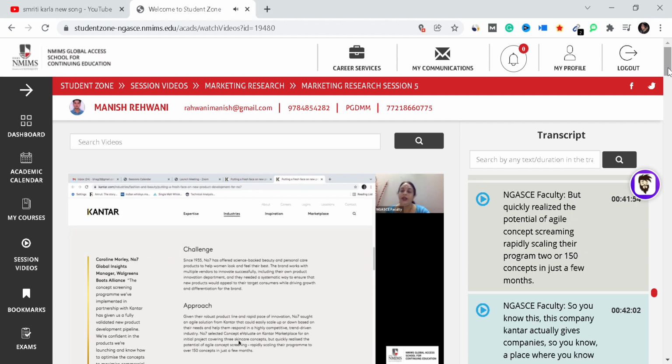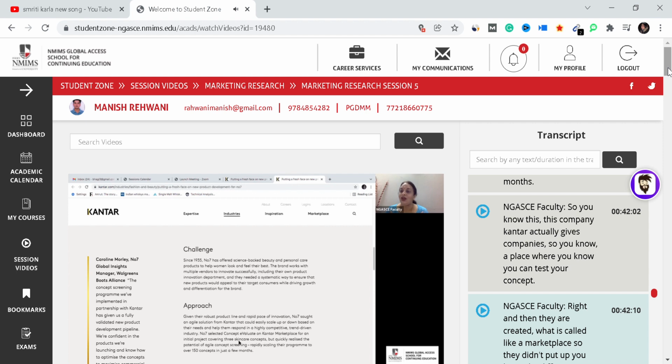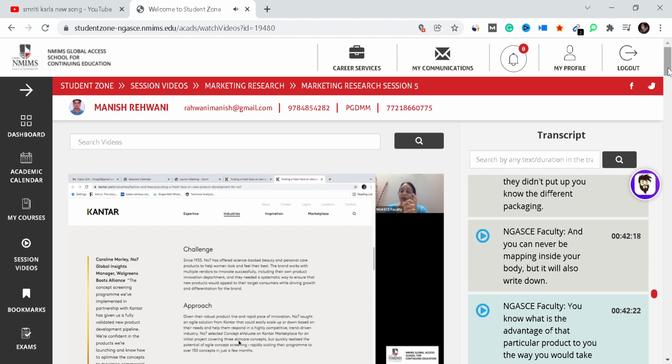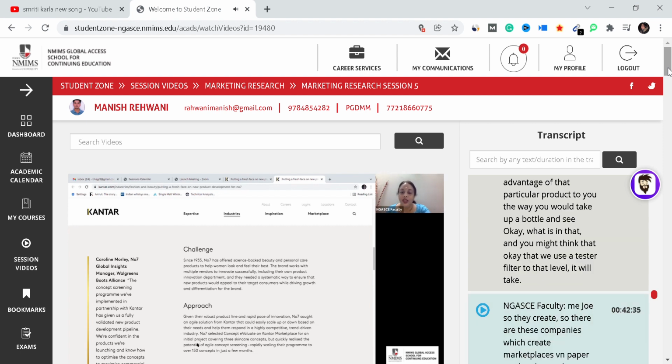So this company, Kantar, actually gives companies a place where you can test your concepts, right? And they have created what is called a marketplace. So they will put up the different packaging, and there may be nothing inside, but it will also write down the advantage of that particular product. The way you would take up a bottle and see what is in it, and you might think, let me use a tester. So to that level it will take you. So there are these companies which create real types of marketplaces where you can put up your concept ideas and then test them, right?